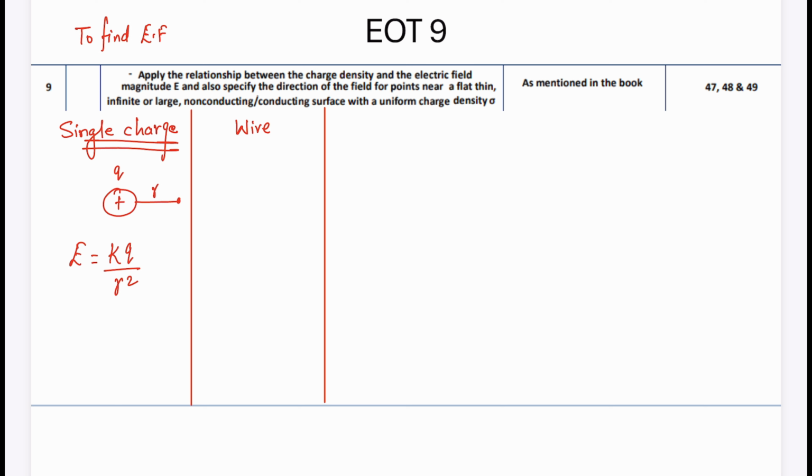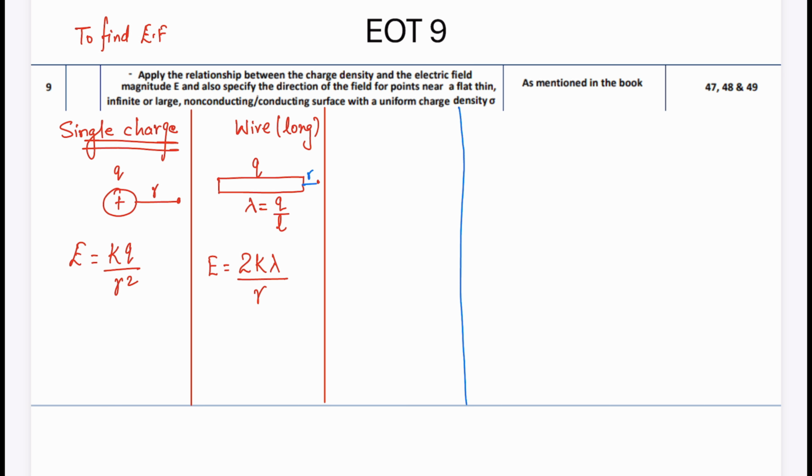Next case, case number 2, wire. If you have a long wire or infinite wire, and it has a charge q, uniformly charged, with linear charge density lambda, which is equal to charge by length, you need to understand the equation. E is equal to 2 k lambda over r. R is the distance, let's say you are finding somewhere here. So this distance is your r.